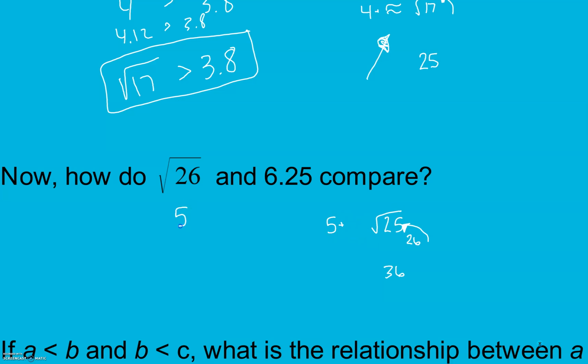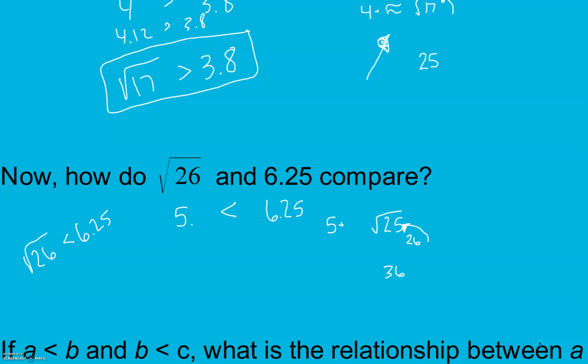So if I'm comparing 5 point something to 6.25, I know that 5 is going to be less than 6. It doesn't matter what my decimal is here. I know that it's not 6 because it's not quite to 36, and the square root of 36 is how I get to 6. So I know this is going to be less than. So the square root of 26 is less than 6.25.